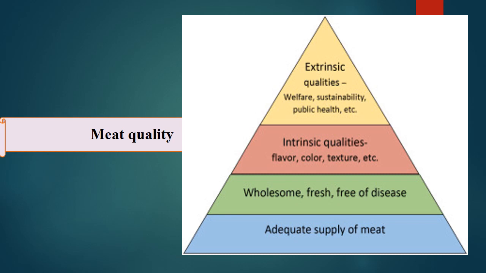The third aspect is intrinsic qualities like the flavor, color and texture. So tenderness is a very important criterion for preferring the meat. Flavor is the next important criterion, and the color or appearance of the meat. And finally at the top, the extrinsic qualities like welfare, sustainability, public health, etc. So this is altogether giving a broad aspect about the understanding of meat quality.